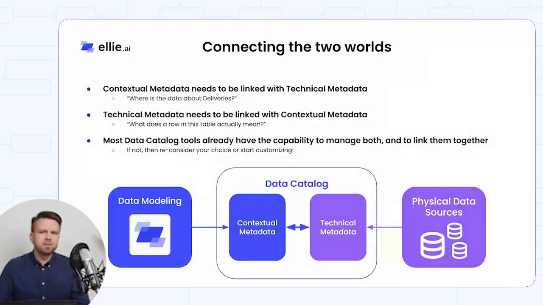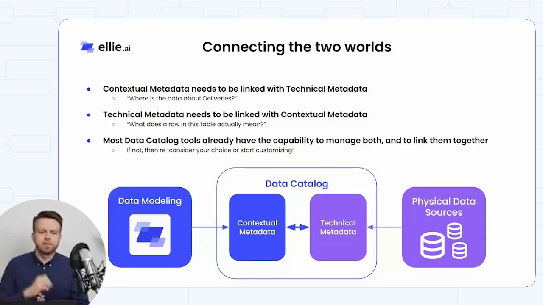So what we really need to do within a data catalog is to link this contextual metadata with the technical metadata so that we can say, okay, deliveries, I'm interested in deliveries. Where is the data about deliveries? That is a question that we have to be able to answer in the catalog.